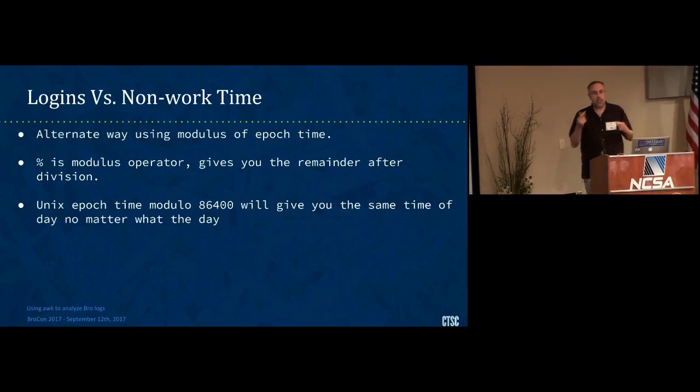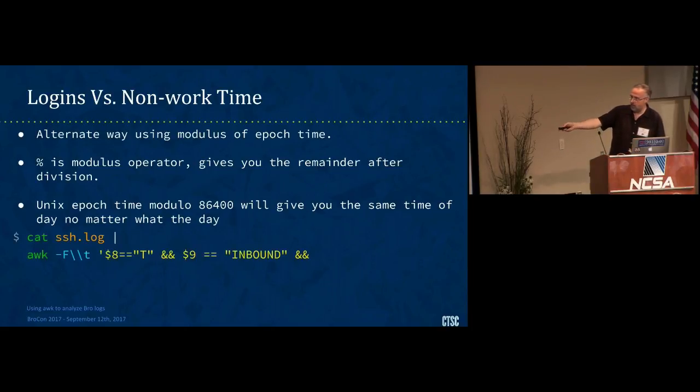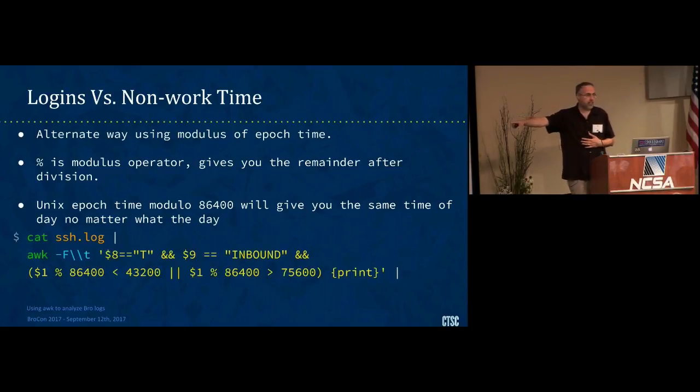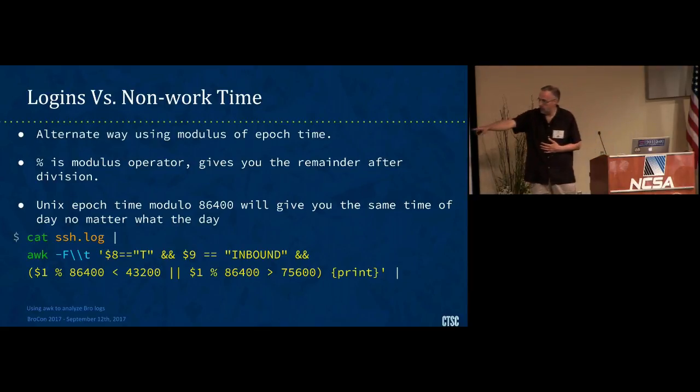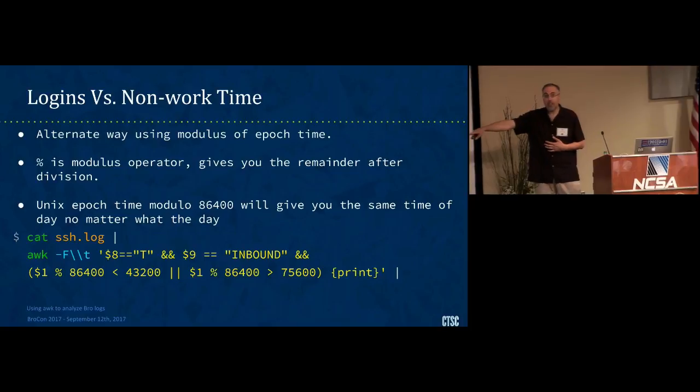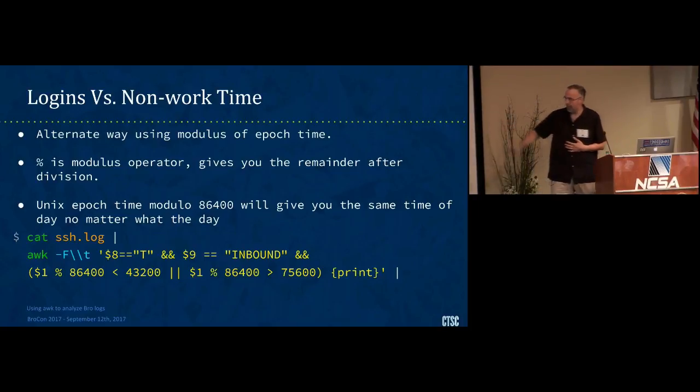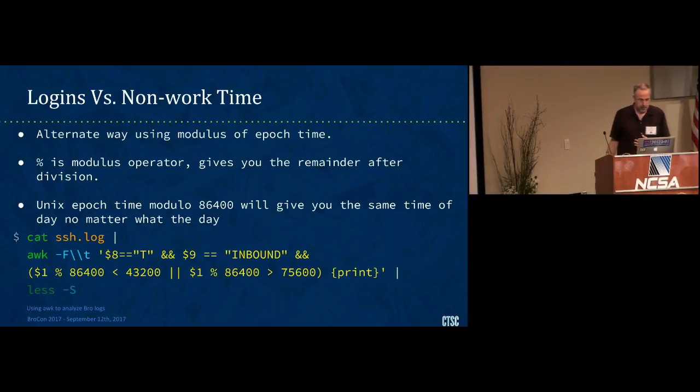So if you calculate what your local seconds would be from the start of the day, you have to do this in local time, you could do the same calculation using modulo and the Unix epoch time. And this would be the one for Eastern Daylight Time, I think. So just another way to do it. One of the crazy examples I come up with for CLI magic on a regular basis.